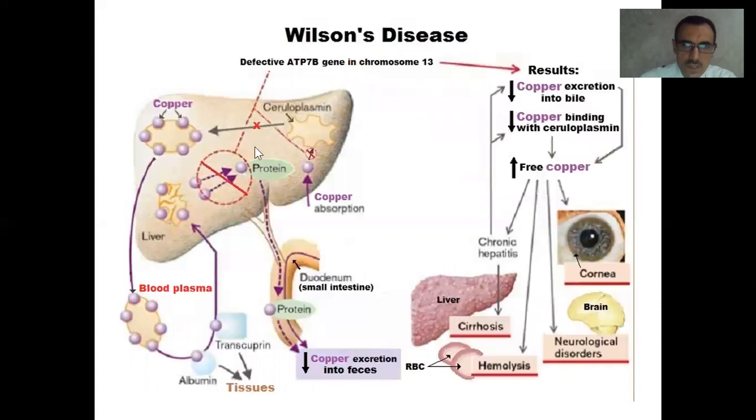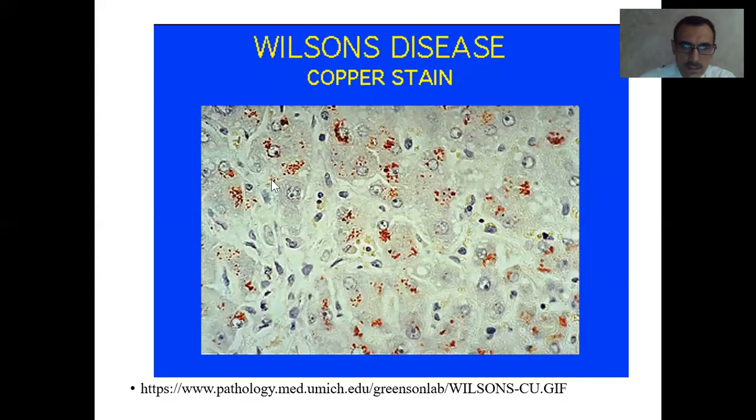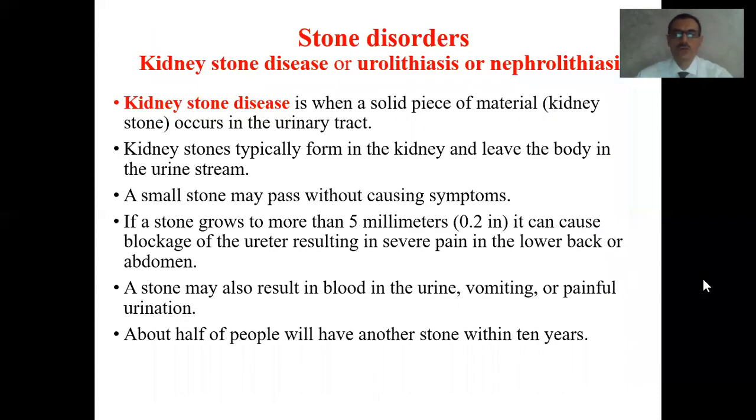And here you see the pathophysiology and the histopathology of Wilson disease, and the formation of the Kaiser-Fleischer ring in the eye, and the copper stain in Wilson disease. And there you see the accumulation of the copper. And now, stone disorders.